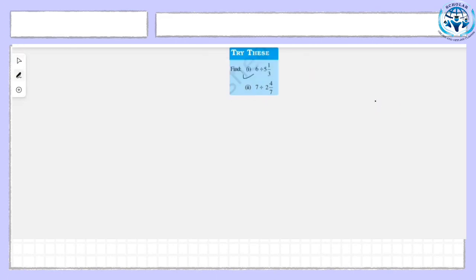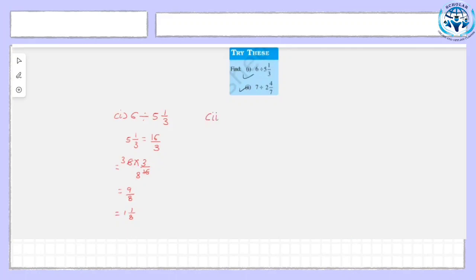Try these. The first one, 6 divided by 5 1 by 3. First of all, we will convert the mixed fraction into an improper fraction. 5 3s are 15, 15 plus 1 is 16, 16 by 3. 6 divided by 16 by 3 or 6 multiplied by 3 upon 16. 2 3s are 6, 2 8s are 16. 3 3s are 9 upon 8. When we divide, we will get 1 1 by 8.